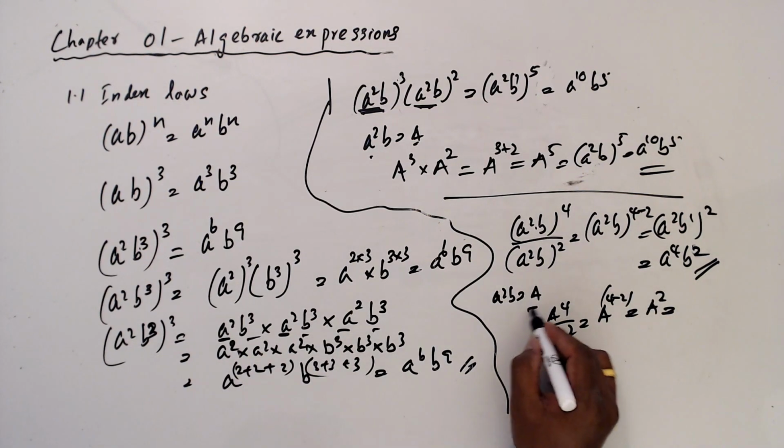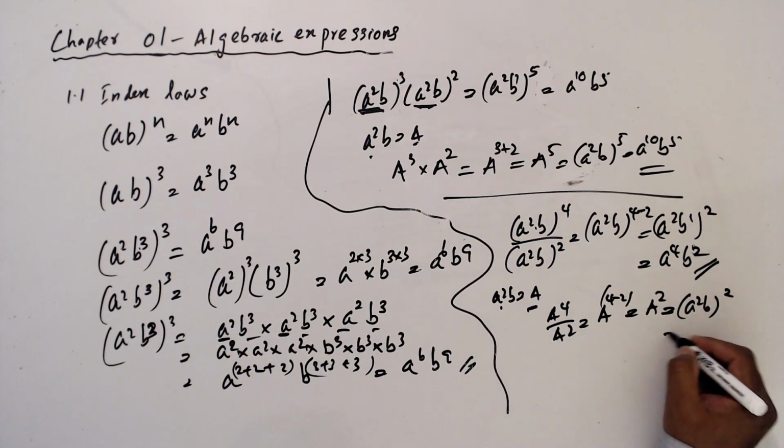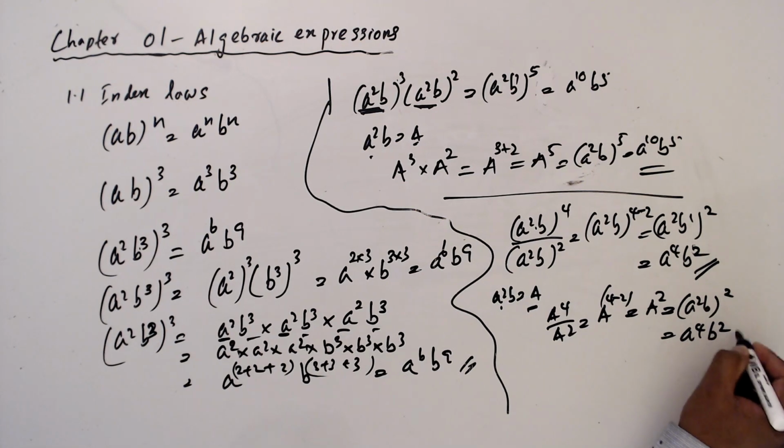Now we'll see what a is. A is a squared b. Now it is a squared, so a to the power 4 b squared.